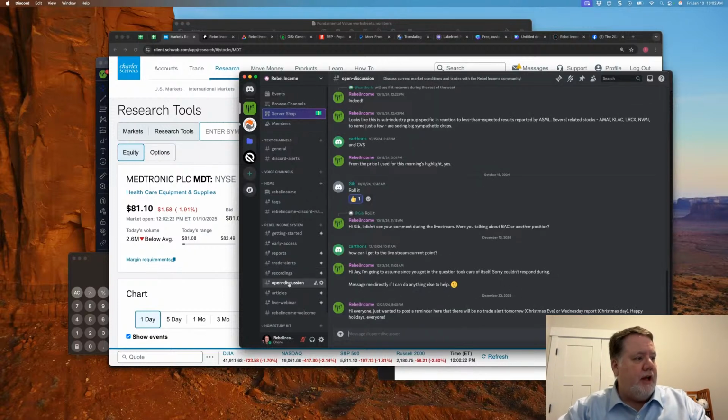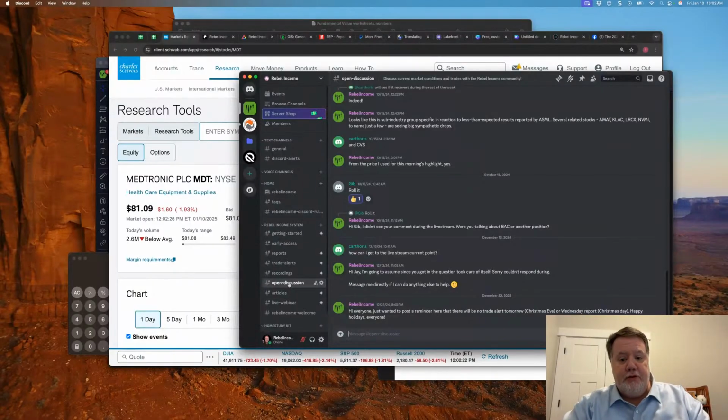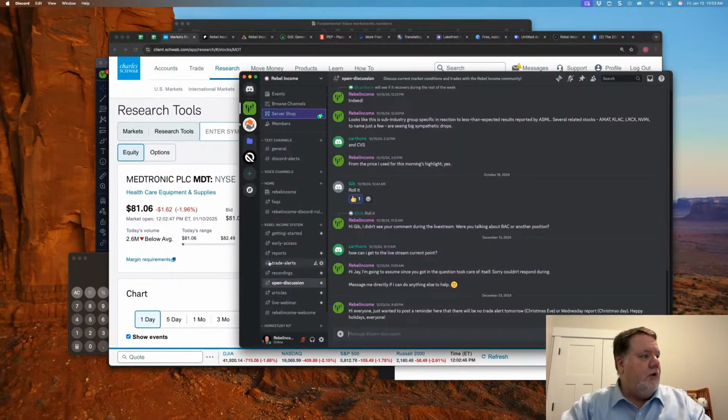Another area I want to highlight is the open discussion area. This is an area that I've created exclusively for members of the Rebel Income community to be able to coordinate, collaborate, and communicate with each other as well as with me about what's going on, whether it's in the broad market or specific trades that we're looking at. I want to encourage you as much as possible to take advantage of that tool. Okay, enough about that. Let's go ahead and dive in.